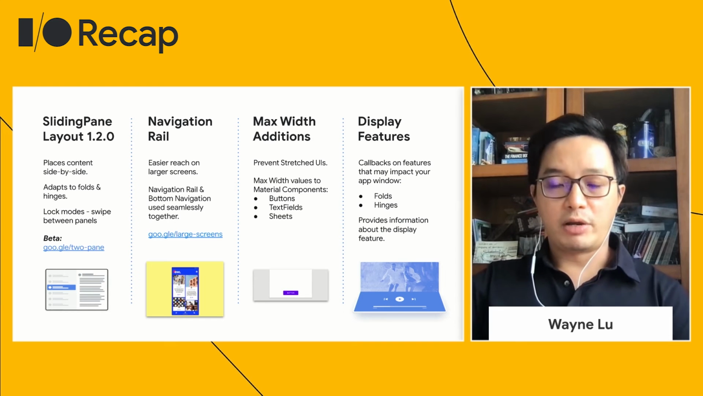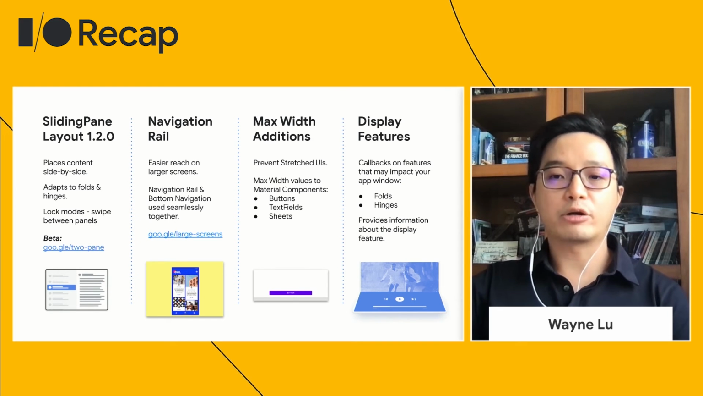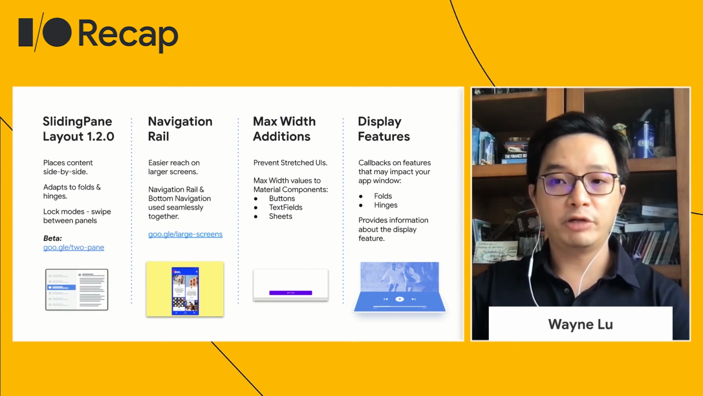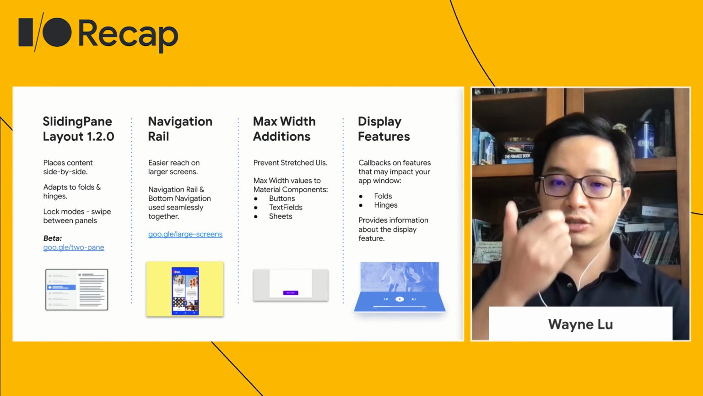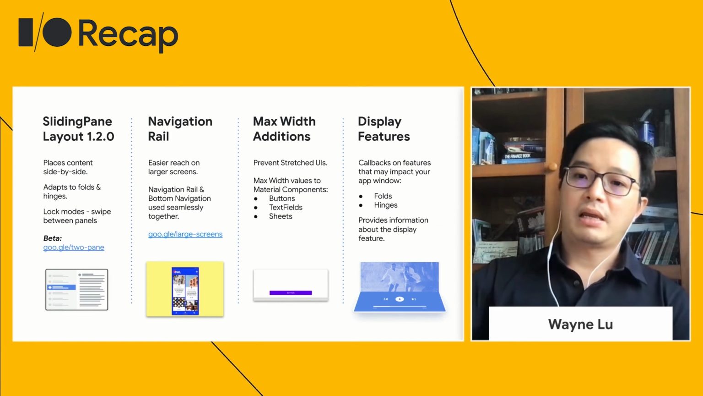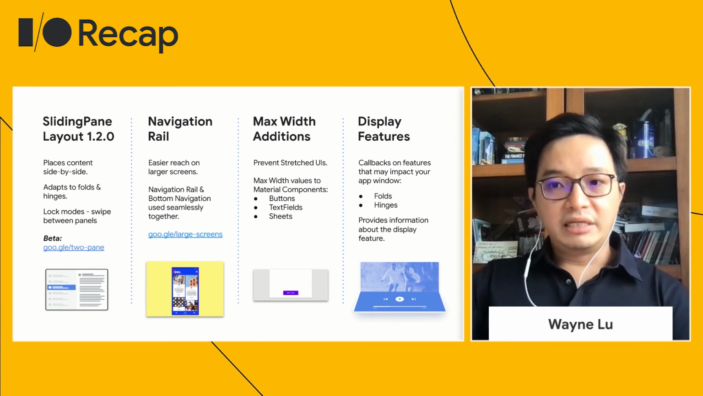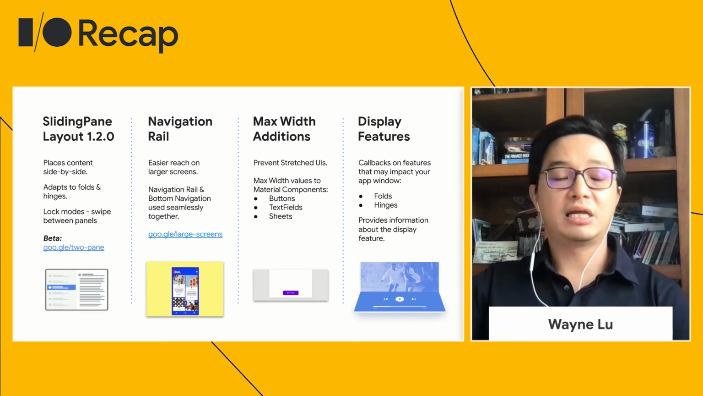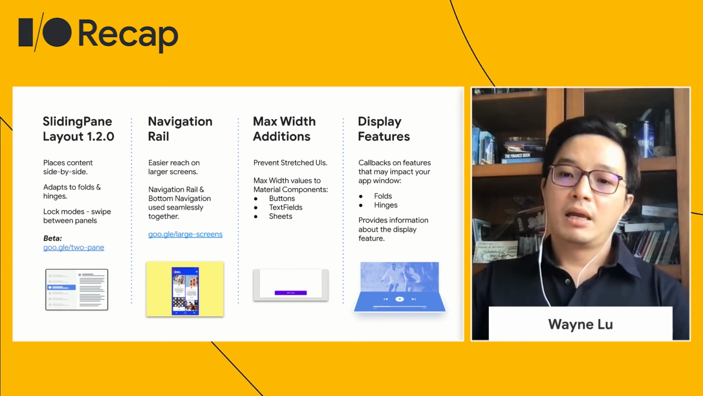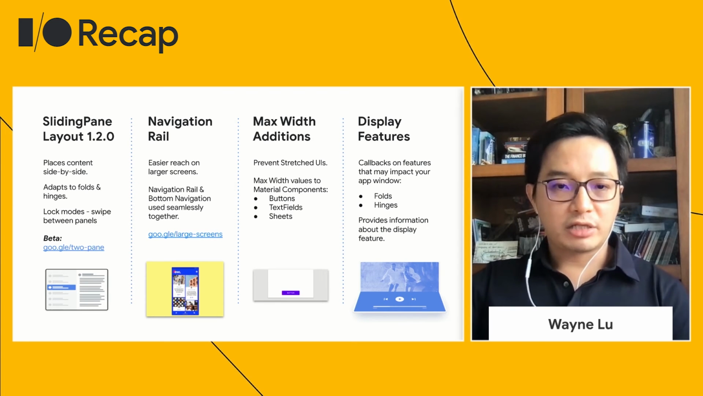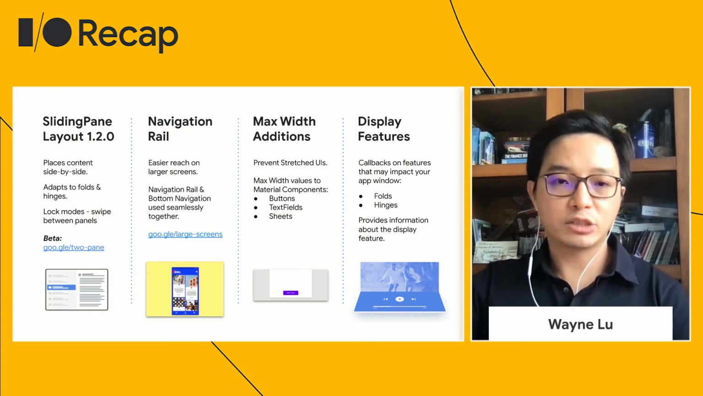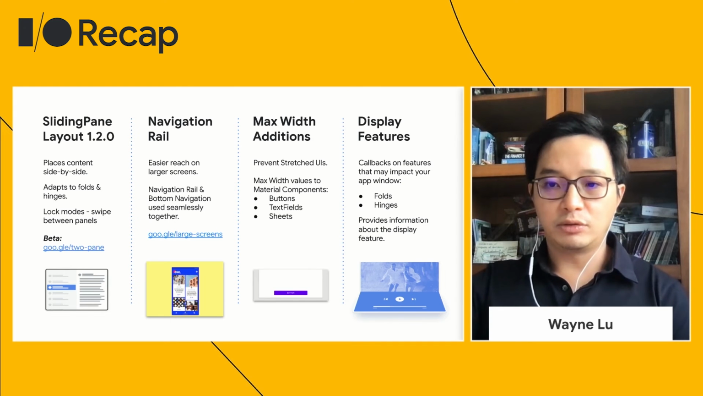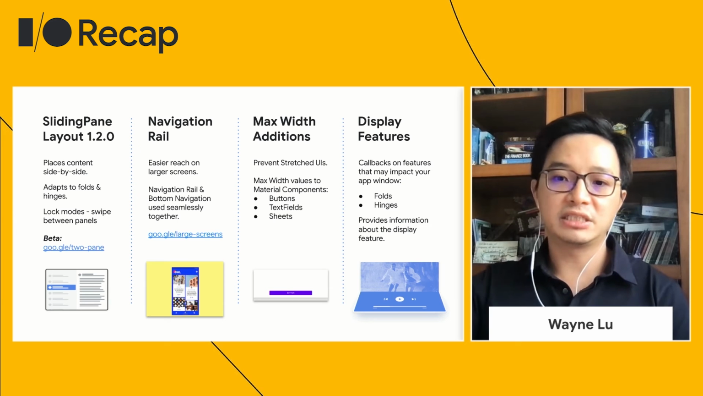Next, we have navigation rail. This allows you to create a more ergonomic experience across large screens. On a tablet, it supports better reachability. On the phone, users normally hold the phone from the bottom. In apps where vertical scrolling is key, the bottom navigation decreases the amount of content that is easily available to users. To prevent the UI from being overstretched in large screens, we've added max width values to common Material components such as buttons, text fields, and sheets.